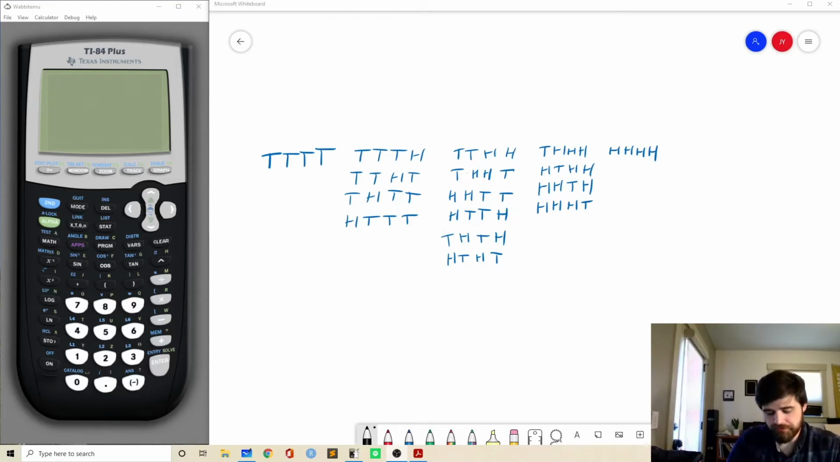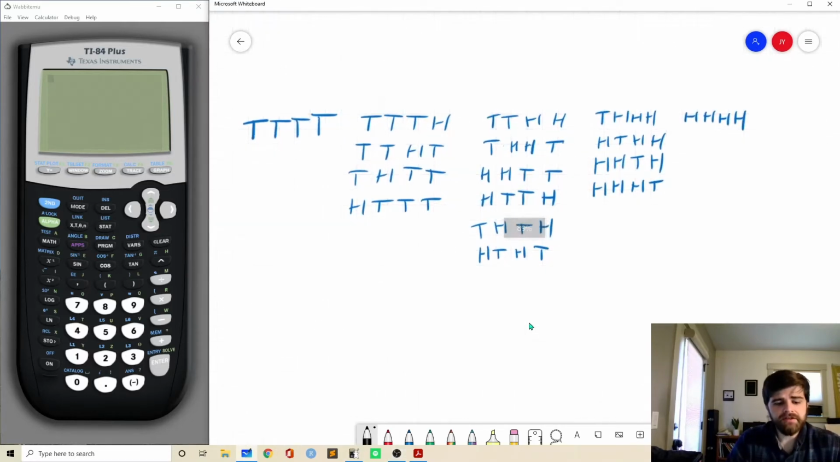In chapter 6.3, we're going to start talking about something called a binomial distribution, as well as a geometric setting, which is pretty similar. And let's take a look back at this example we started with.